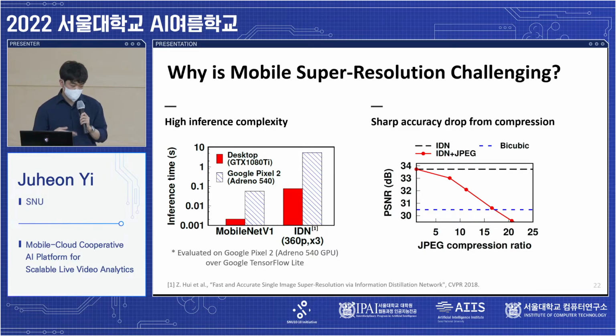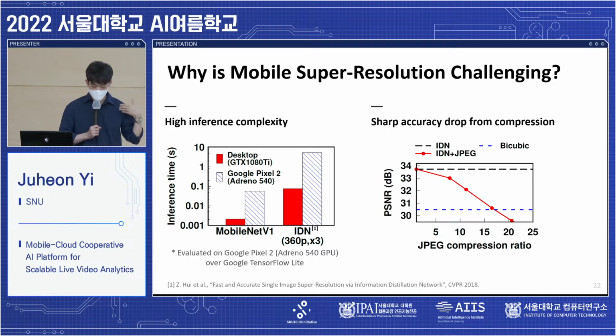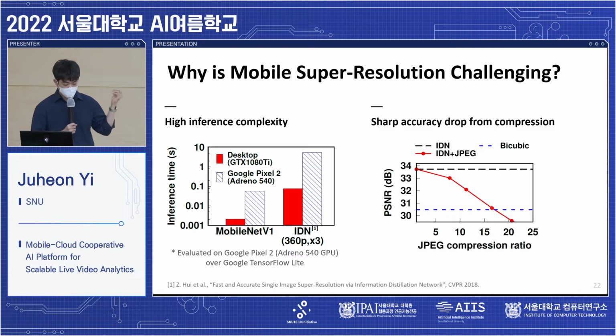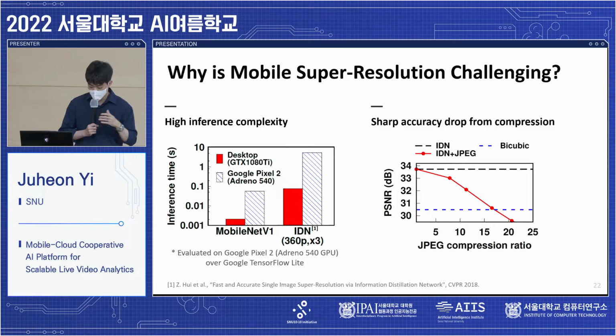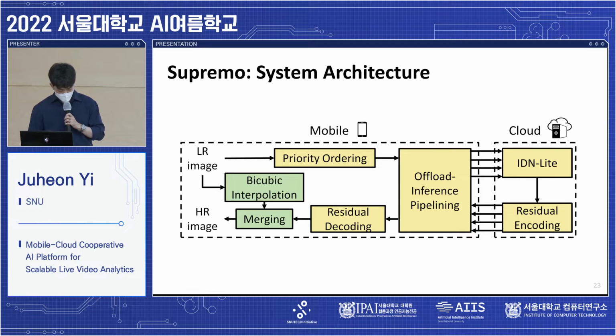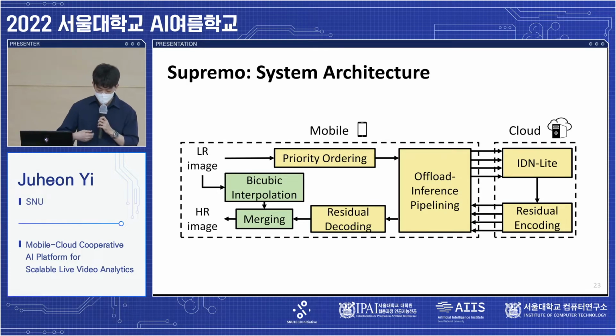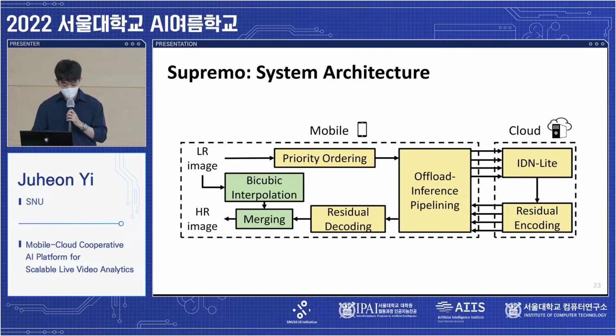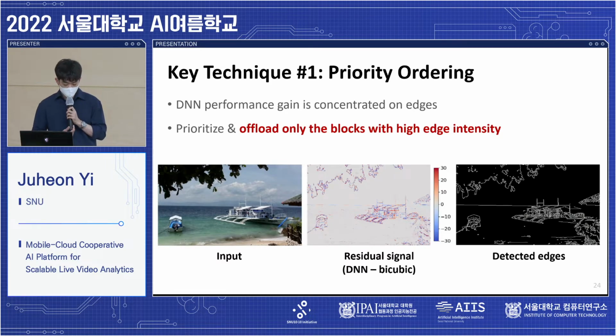However, this is a very difficult and heavy workload because the inference complexity is very high, as it involves very large, high resolution images, and it is very difficult to execute on mobile devices. And as we have seen before, compressing the data size using existing codecs incurs a very sharp accuracy drop. So again, we designed a system that efficiently splits the workload between the mobile and the cloud to run this super resolution in low latency. Our system is composed of 3 key techniques.